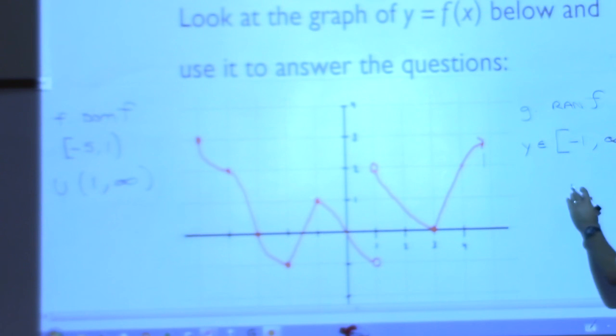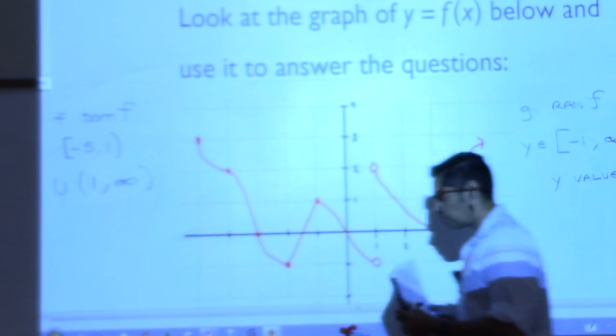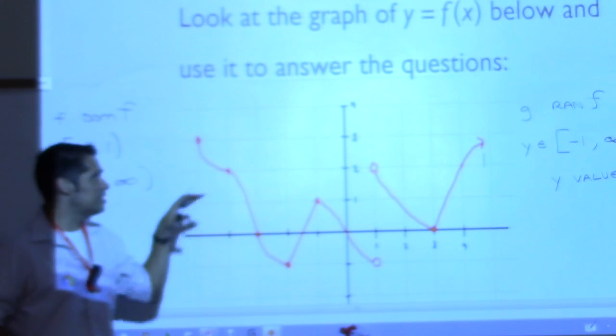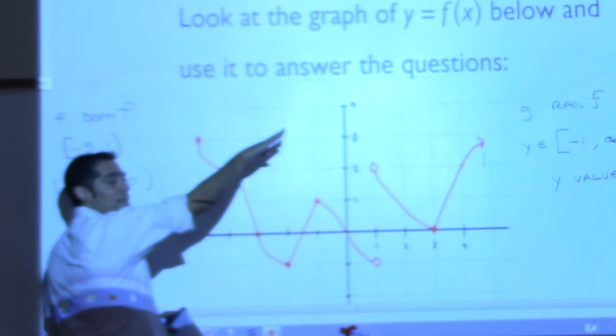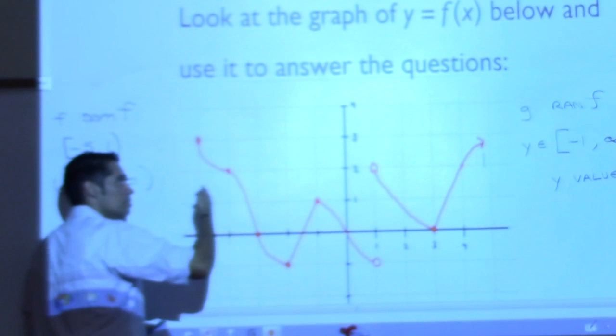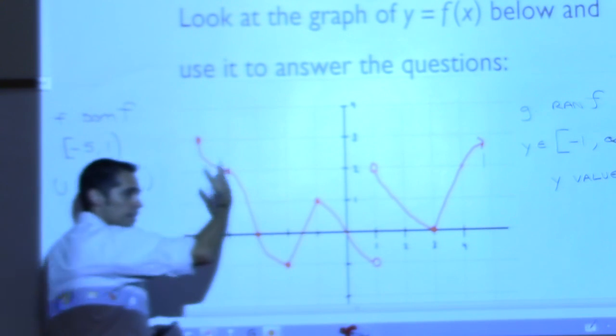y is an element of this. See, these are y values. So far with what we've looked at, that's the only one that has actually been a y value. The range always tells you the y's coming out of the function, as opposed to domain where it tells you the x's where the function's defined.